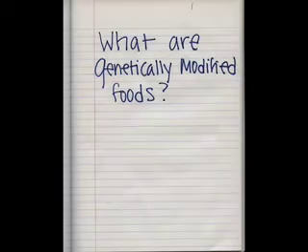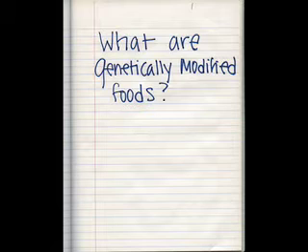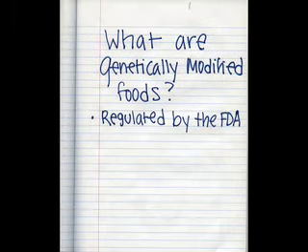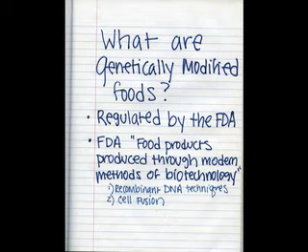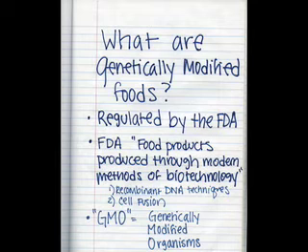The Food and Drug Administration, or FDA, is the governmental body that regulates the safety of additives used in foods grown in the United States. The FDA defines genetically modified foods as food products produced through modern methods of biotechnology, such as recombinant DNA techniques and cell fusion. According to the FDA, the European Commission refers to these foods as genetically modified organisms.